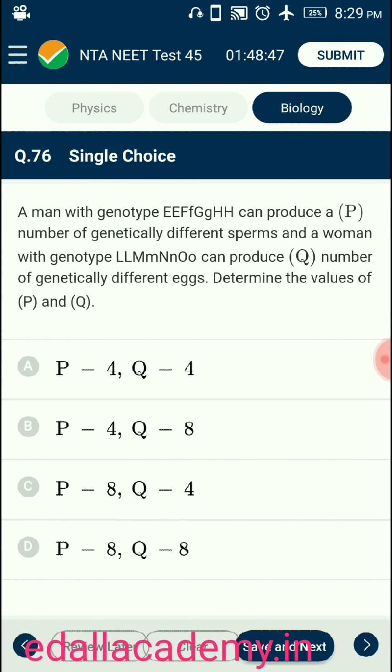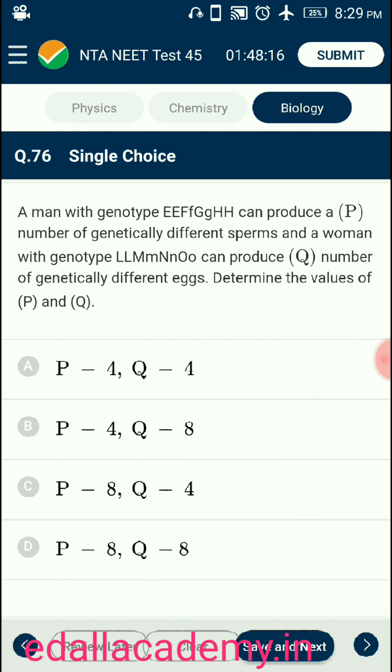Question number 76. A man with genotype capital E, capital F, small f, capital G, small g, capital H can produce P, the number of genetically different sperms, and a woman with genotype capital L, capital M, small m, capital N, small n, capital O, small o can produce Q. The number of genetically different eggs determine the values of P and Q.